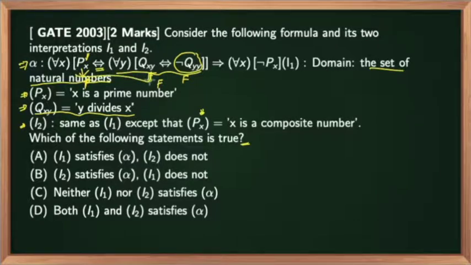So we know that the entire portion here will be false, even if P of x is a prime number or P of x is a composite number. So we know that false implies anything is equal to true, right? So that means this predicate evaluates true regardless of whether P of x is a prime number or P of x is a composite number, right? So both I1 and I2 satisfy alpha. So answer should be D.